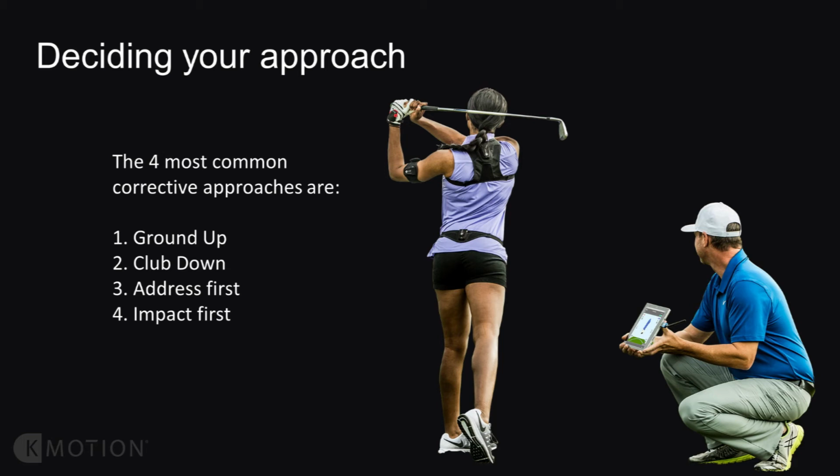You can go club down, right? So wrist first. You can go address first. So ground up, address first would be more of that long-term student. You need more time to get through the entire body and all the positions. Or you can start at impact, right? So everybody's got different philosophies, and these might change depending upon the player's goals and their time commitments.